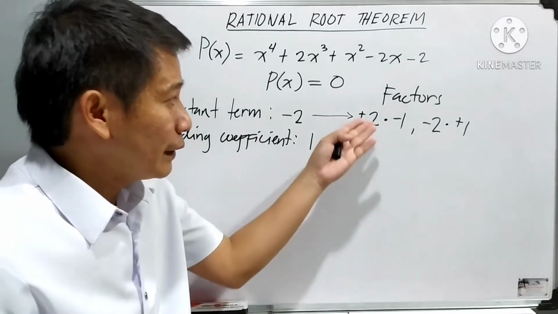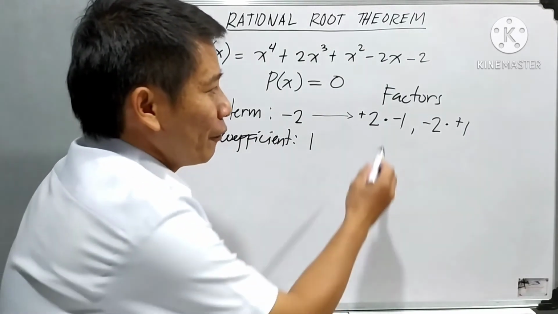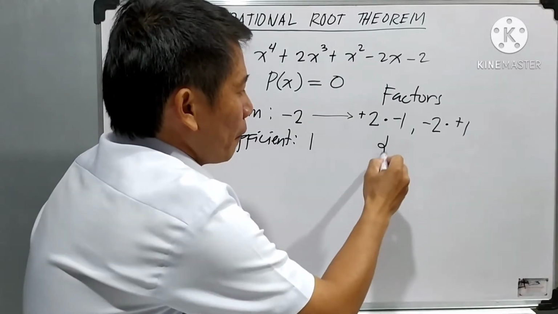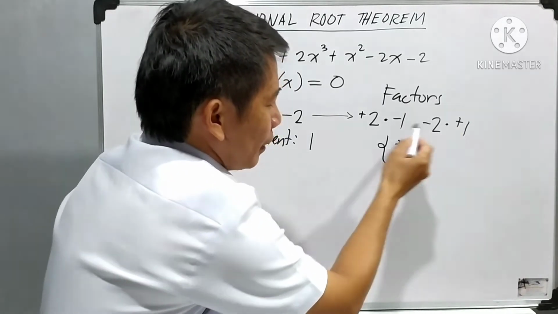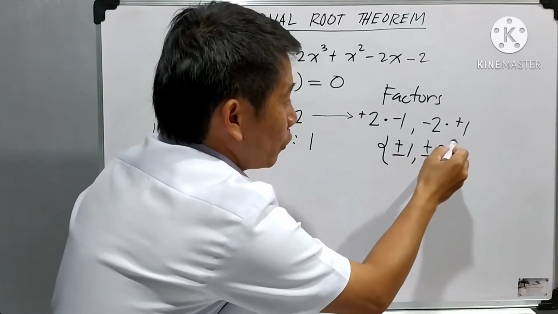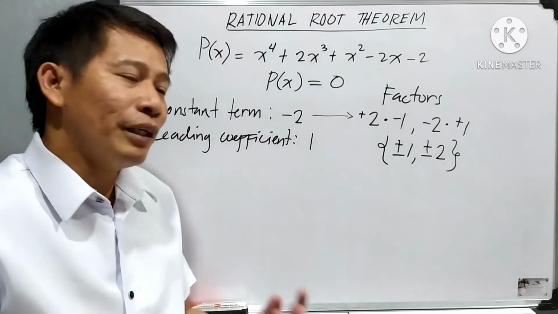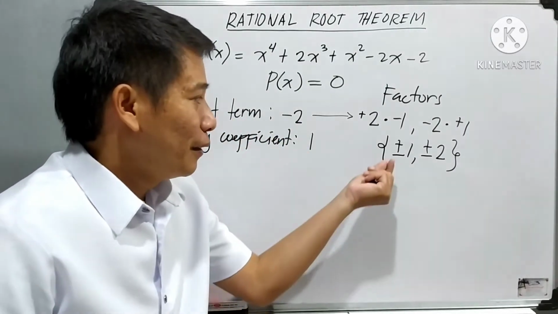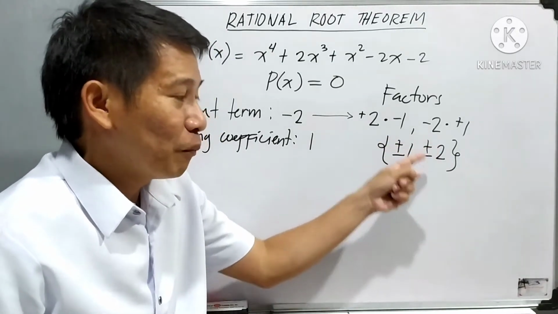As you will observe from the listed factors here, we can summarize our factors of negative 2 as simply plus or minus 1, because we have positive 1 and negative 1, and plus or minus 2, because we have positive 2 and negative 2. So in other words, negative 2, our constant term, has 4 factors. Positive 1, negative 1, positive 2, negative 2.